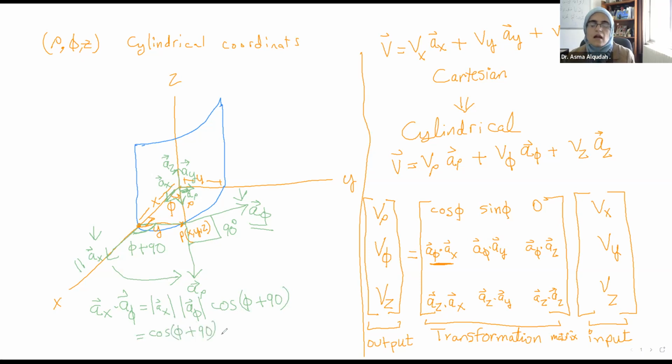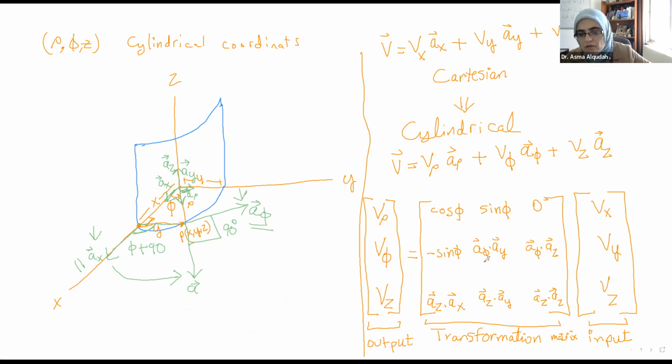This is equal to cosine phi cosine 90 minus sine phi sine 90. So the dot product between a sub x and a sub phi is minus sine phi. So remove this and we put minus sine phi. Now we move on to find the next entry.